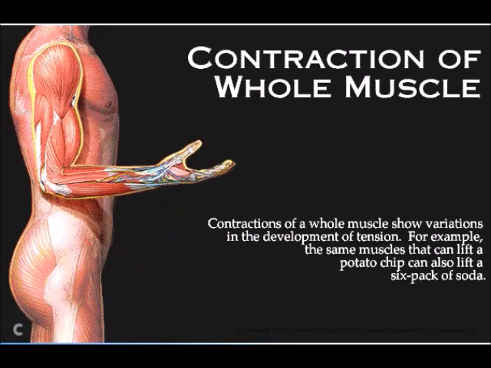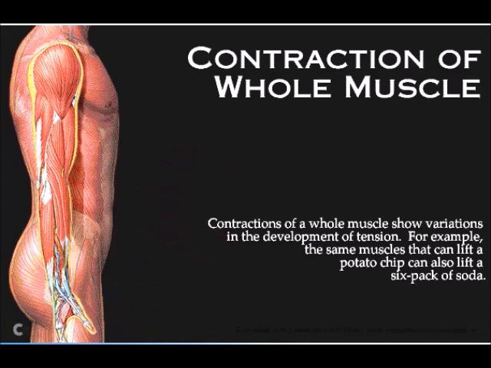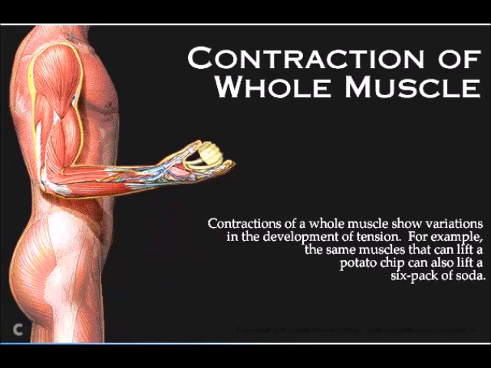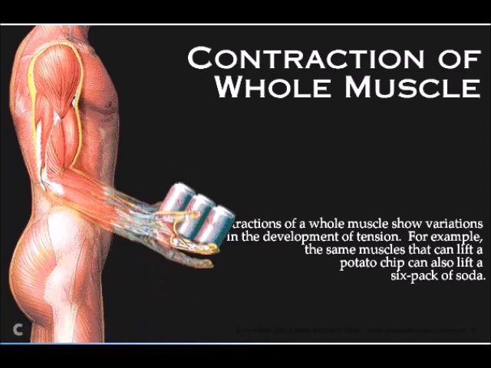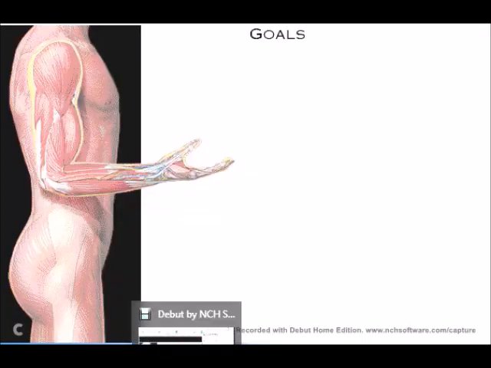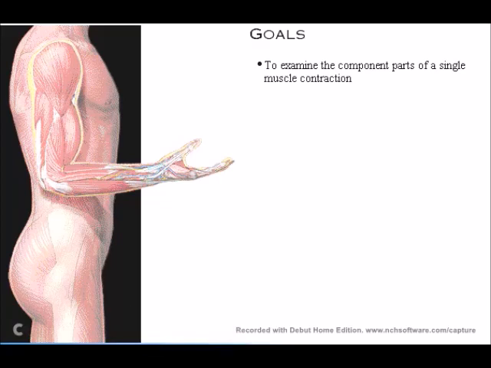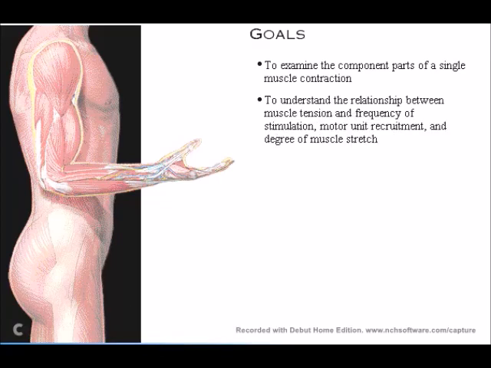Contractions of a whole muscle show variations in the development of tension. For example, the same muscles that can lift a potato chip can also lift a six-pack of soda. Your goals for learning are to examine the component parts of a single muscle contraction, to understand the relationship between muscle tension and frequency of stimulation, motor unit recruitment, and degree of muscle stretch. Here's what you need to know.